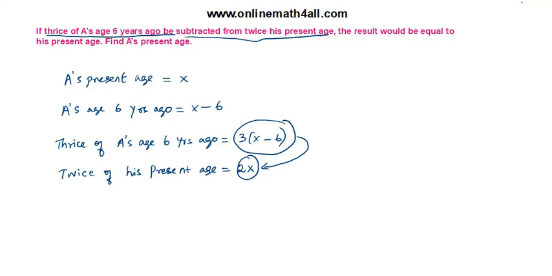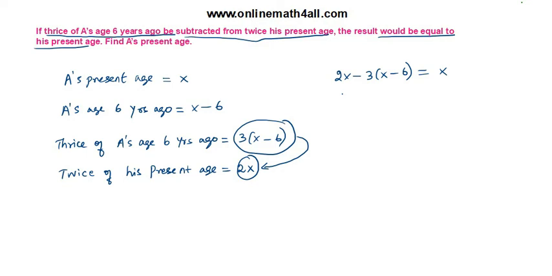So 2x minus 3 times x minus 6. So I subtract thrice of A's age 6 years ago from twice his age. When I do so, this result must be equal to his age, that means x. That is it. We have converted the given information to an equation. So now we have to solve this equation for x. So that is the target of the question, and x represents the age of A.